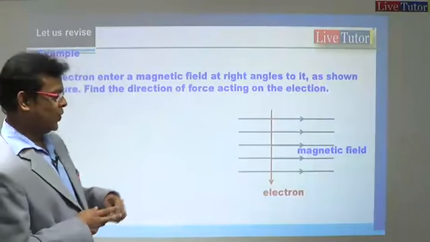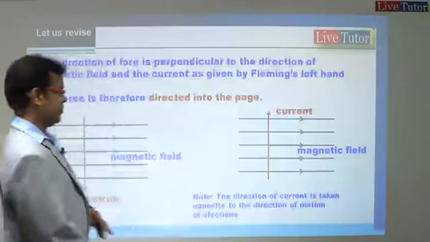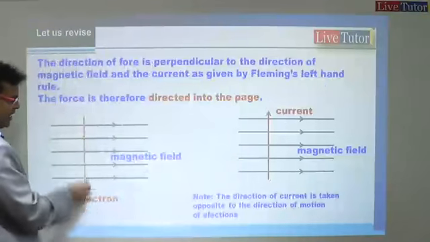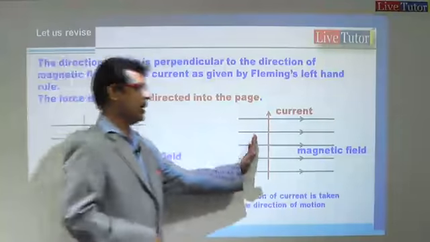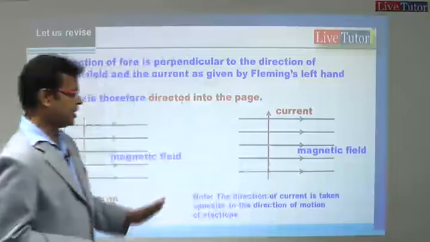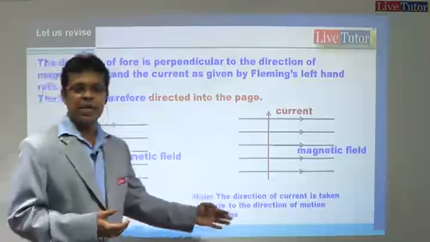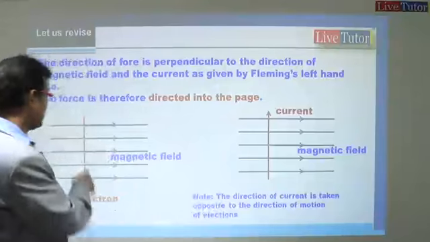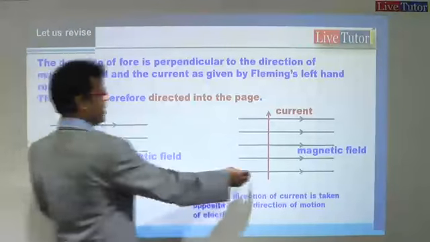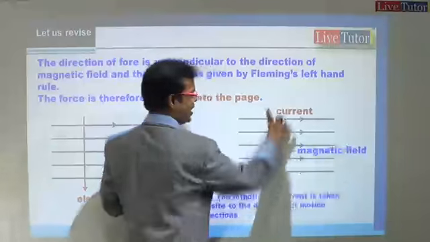Exactly, good. So, what we have to do is interpret the diagram like this. This is the diagram given here, the direction of the electron and the magnetic field. You have to assume the convention you have learnt in the electricity lesson: the direction of current is always taken as opposite to the direction of movement of electrons. So when the electron is entering in this direction, we have to take the current in this direction. Now we have the direction of the magnetic field here and the current here.